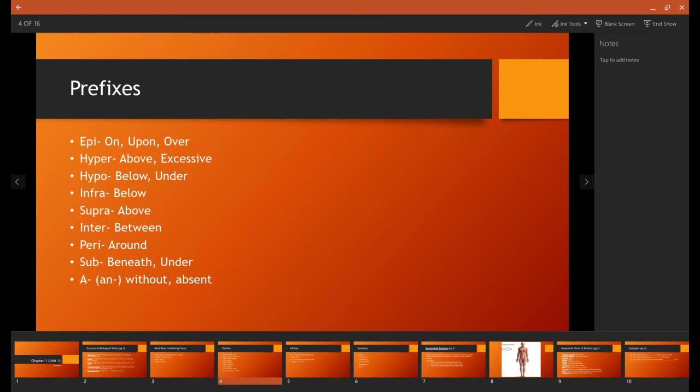Sub is going to be beneath or under. We'll see that with subscapular fossa. You may have heard of another word before this course called sub-zero. It's telling you that is beneath or under zero, as in temperature.